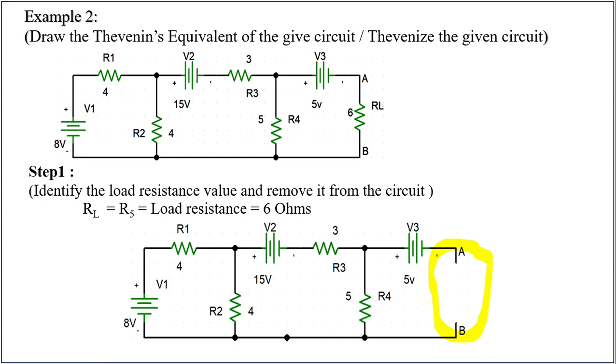First step is to identify the load resistor, identify the load resistance value and remove it from the circuit. So I have identified the load resistance value. RL is 6 ohms, and after removing this RL value, the circuit will look like this. Rest of the things will be there, but A and B will be open circuited. They are not having any connection because I removed RL. Let us go to the next step.